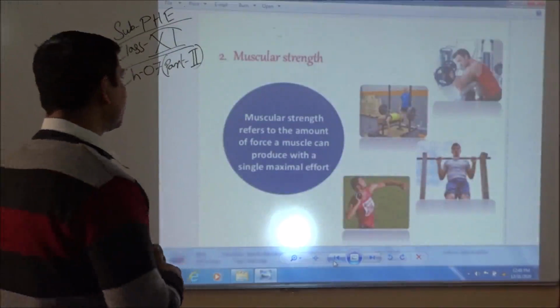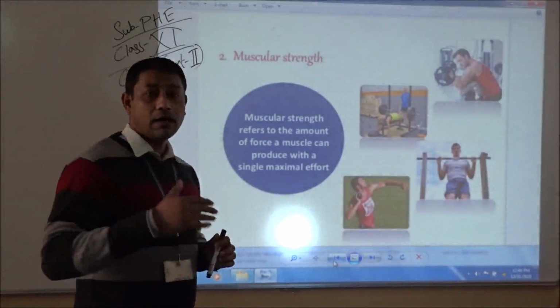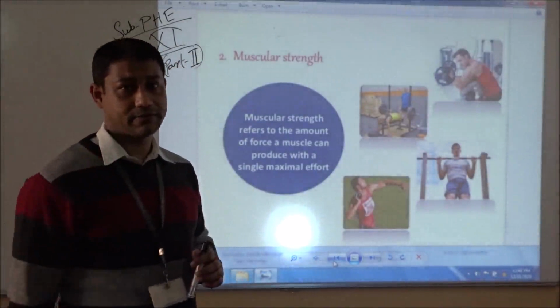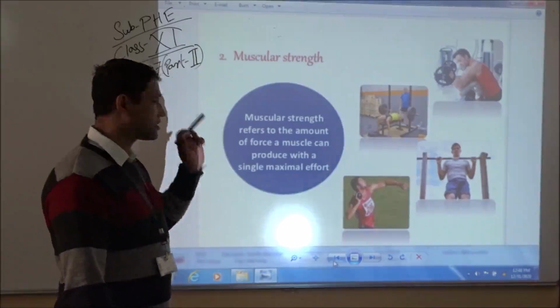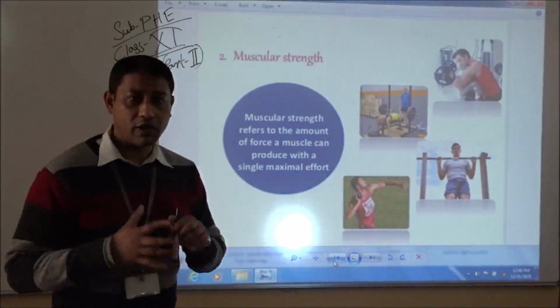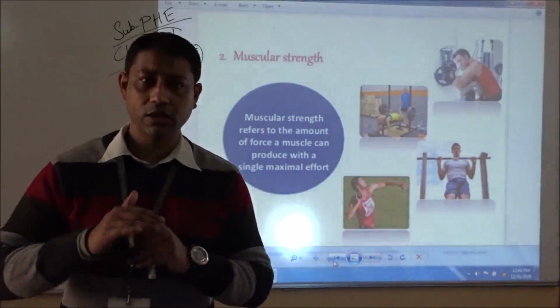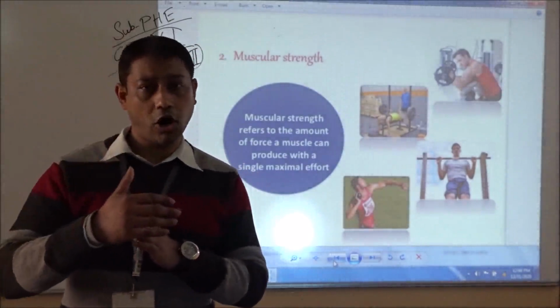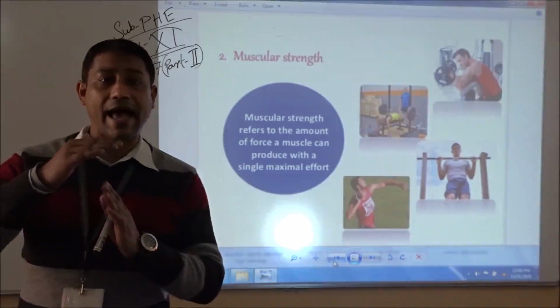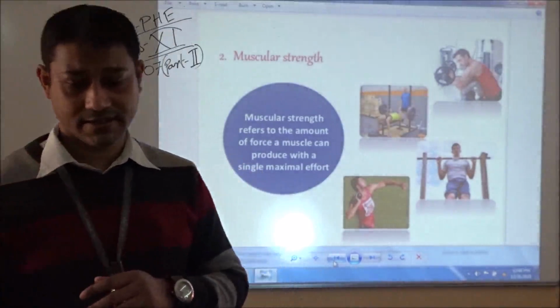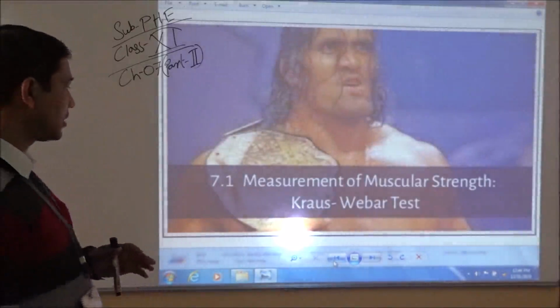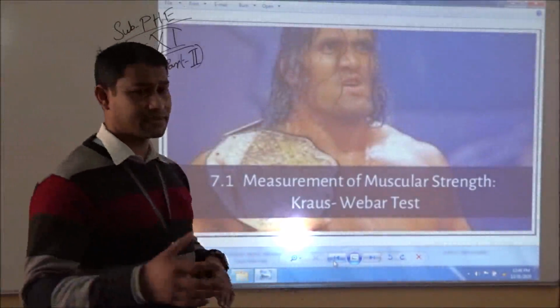The second health related component is muscular strength. We all know, students, strength means to overcome resistance or to act against resistance. Next is how to measure the muscular strength.